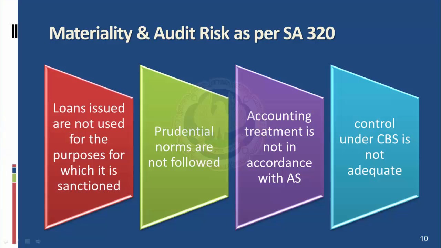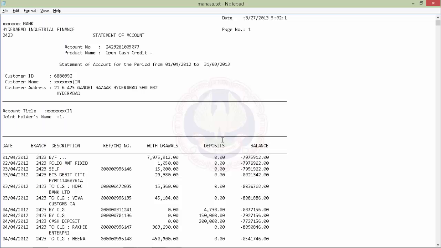One of the audit risks we mentioned earlier while discussing SA 320 is that loans issued are not used for the purpose for which they were sanctioned. One more audit risk we mentioned is that prudential norms are not followed. Based on that audit risk, the prudential norm for a CC account is that it should not be continuously overdrawn. Continuously overdrawn means the account is beyond the sanction limit, which in this case we assume is 75.